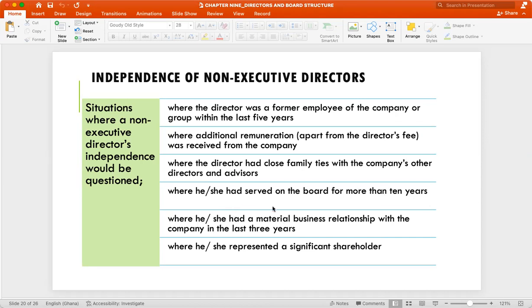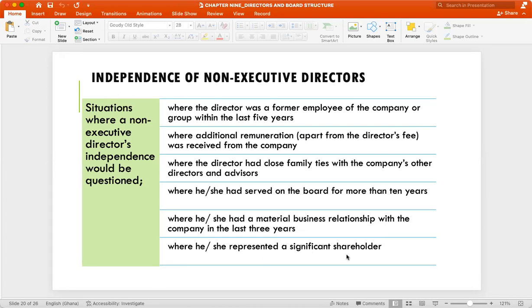Where he or she had served on the board for more than 10 years. If you have served on the board of a particular company for more than 10 years, then in subsequent years when they appoint you, you cannot be described as an independent non-executive director. Where he or she had a material business relationship with the company in the last 3 years. Assuming you were a supplier of the company, supplying them with some stuff for them to operate, then for the last 3 years you cannot be considered an independent non-executive director. But pay attention to the years' limitation. If for the past 3 years you've not made any supplies to the company, then you may be considered independent.